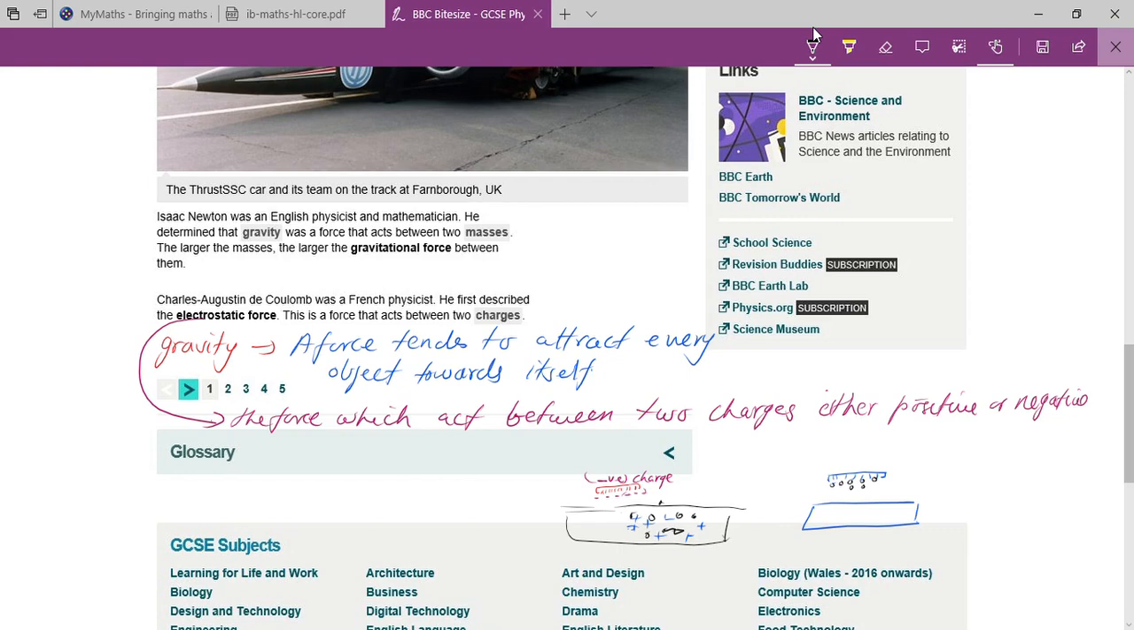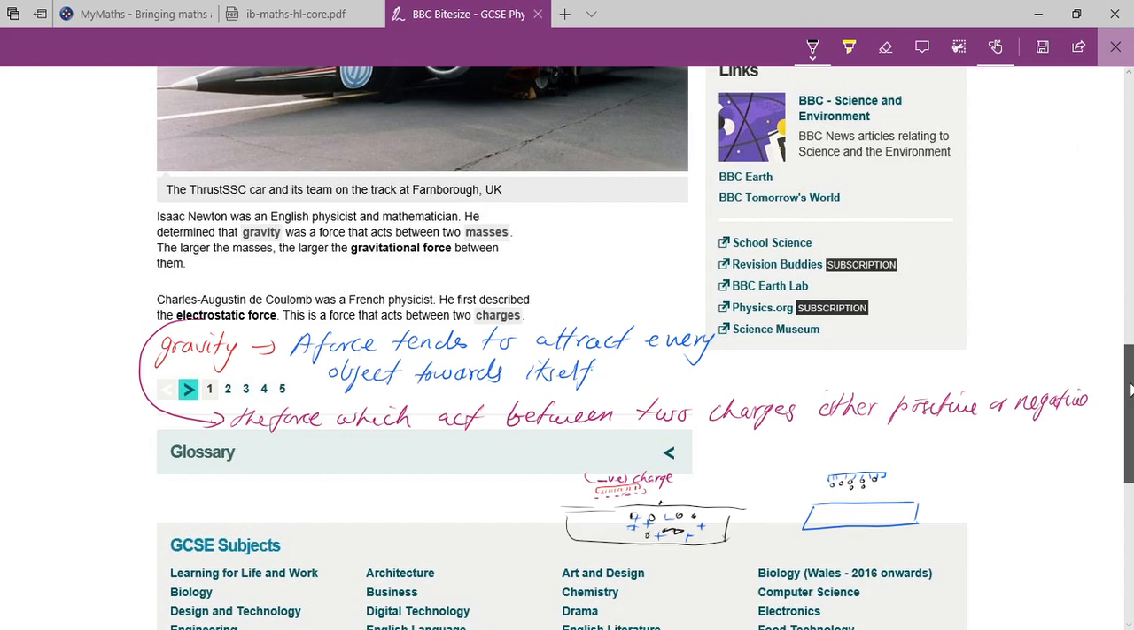So why am I explaining this? I'm explaining this just to explain electrostatic force. So always remember that electrostatic forces will act between objects when they are oppositely charged, okay? Do you understand that? Great.